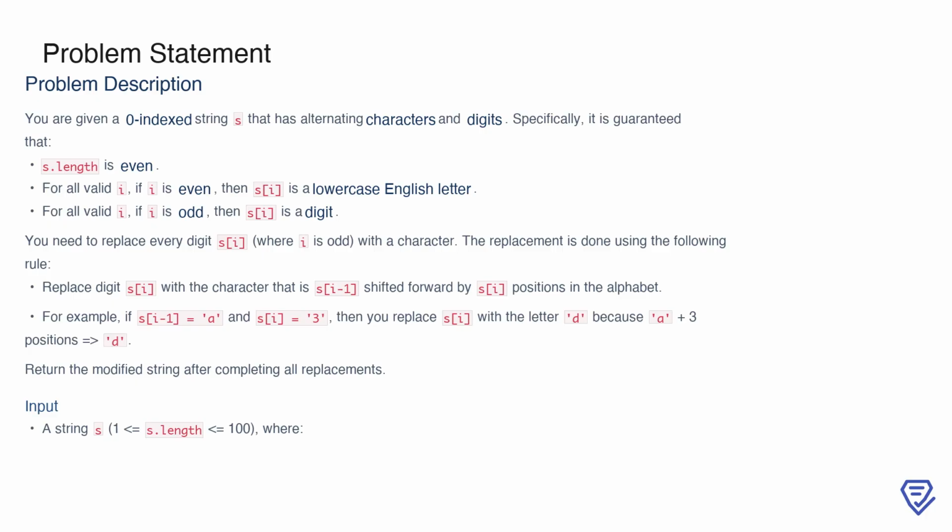Your task is to replace each digit in the string with a new character, determined by shifting the preceding letter forward in the alphabet by the number of positions specified by the digit. For example, if the letter s[i-1] is 'a' and the digit s[i] is 3, the replacement character becomes 'd', since shifting it forward by 3 steps results in 'd'. The goal is to return the modified string after applying this transformation to all digits in s.